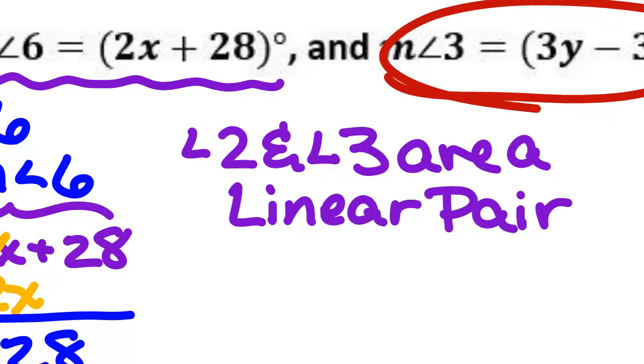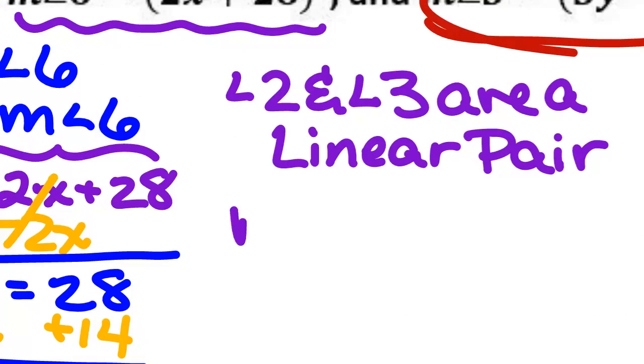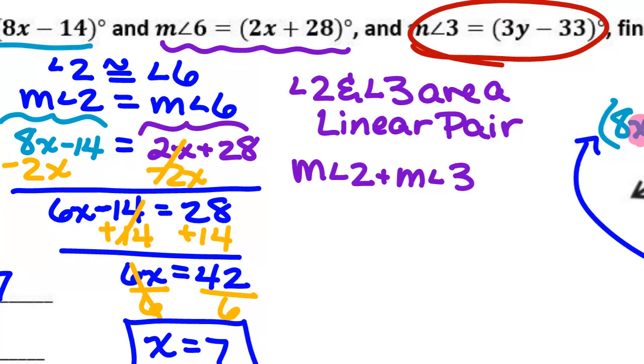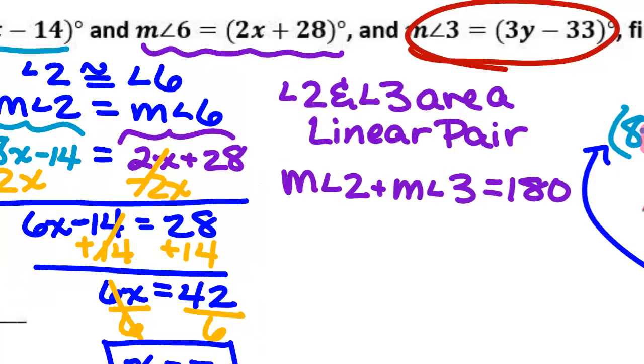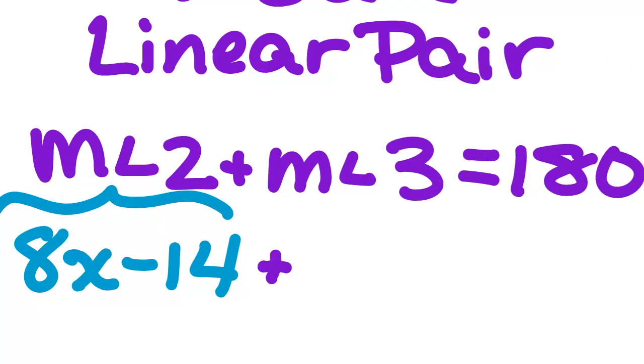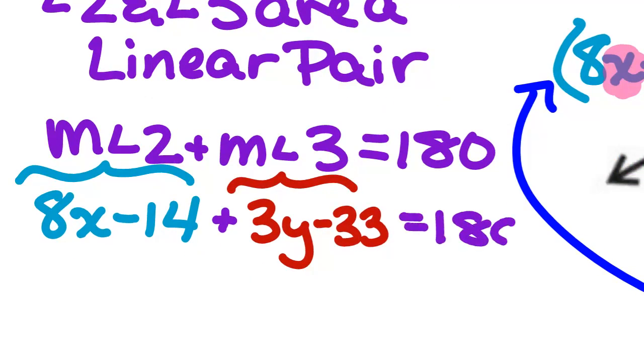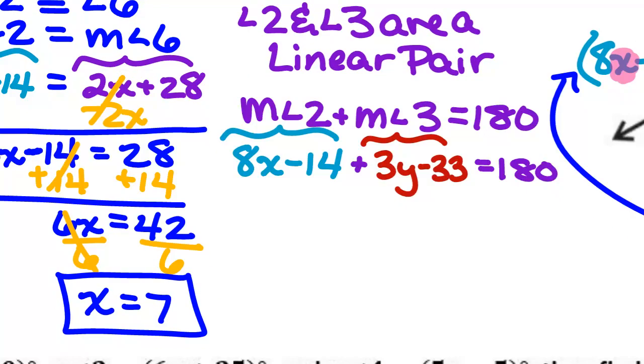Are linear pair angles congruent or supplementary? Supplementary. So the measurement of angle 2 plus the measurement of angle 3 equals 180. Angle 2 is 8x minus 14. Angle 3 is 3y minus 33. Bring down my equals 180. I have a problem though. I have an x and a y in this equation.